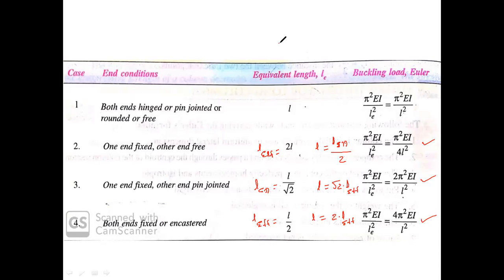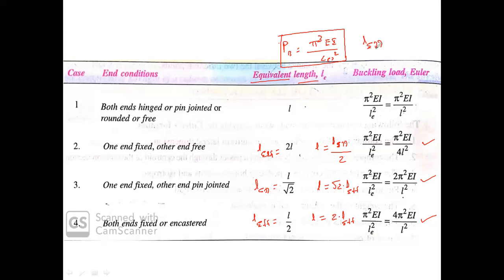So what will be Euler's formula? Pi square E I by L effective square will be your final formula. In this, which parameter is going to be varied? L effective will vary. So L effective will be based on the end conditions of the column.